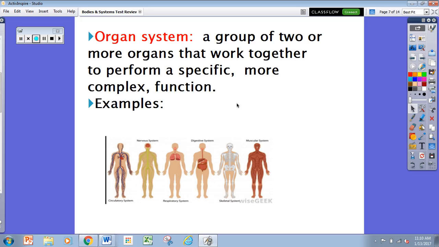The next level after organs is organ systems, when you have a group of two or more organs that work together to perform a specific, even more complex function than the organ does on its own. So you have to have organs working together. Here in this picture it shows 6 different examples. There are 11 systems altogether, and we'll see that coming up on another slide. But these pictures show an example: circulatory system, nervous system, respiratory system, digestive system, skeletal system, and muscular system. These are 6 of the 11 that we've talked about in class.